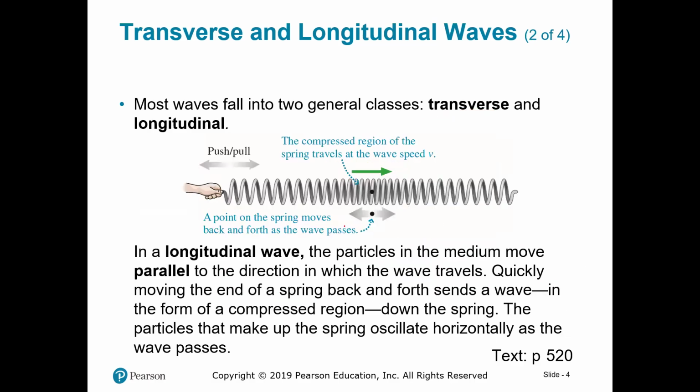Another type of wave is called longitudinal. An example of a longitudinal wave is a spring. If you oscillate the spring, it moves back and forth. The spring itself is the medium, and the wave itself also travels horizontally. So we call it a longitudinal wave. The particle in the medium moves parallel to the direction in which the wave travels.